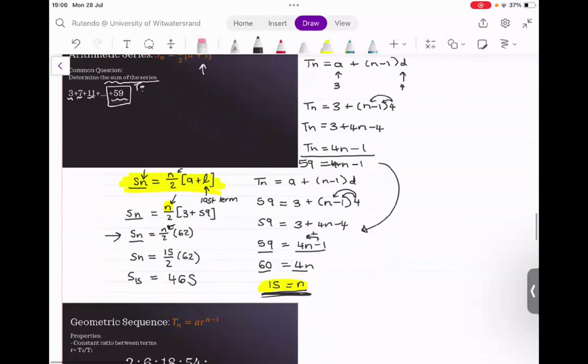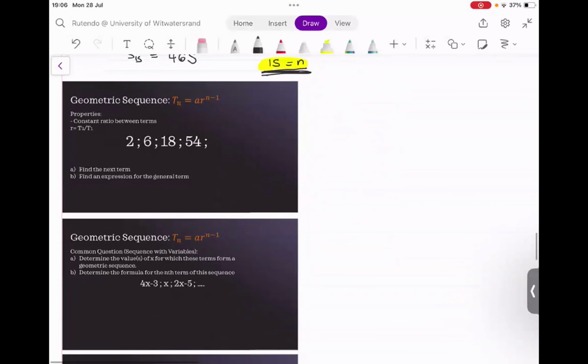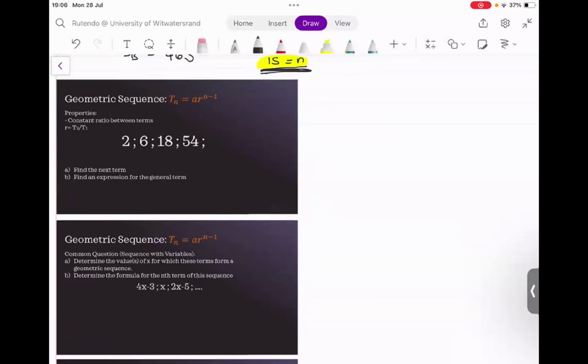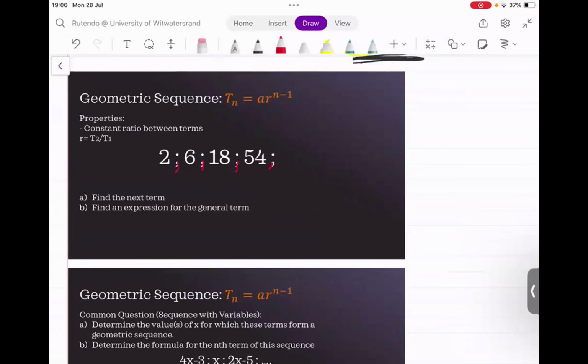Okay. Then the last one. Finally. Now we are at geometric sequences and series. And again, sequences are just ones where you have commas in between, right? So if I'm looking at a geometric sequence, this is the formula I'm going to use. Tn is equal to A times R to the power of n minus 1, right? So there's a multiplication in between there.